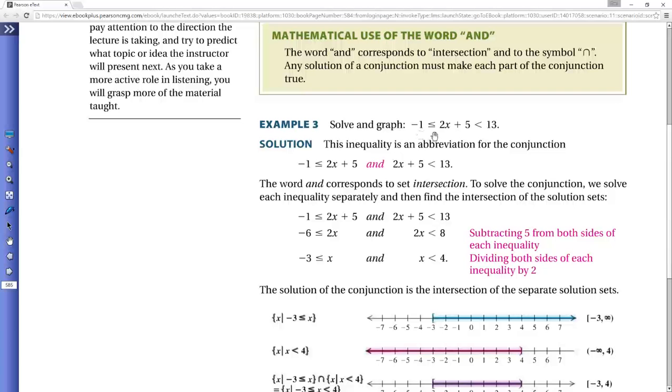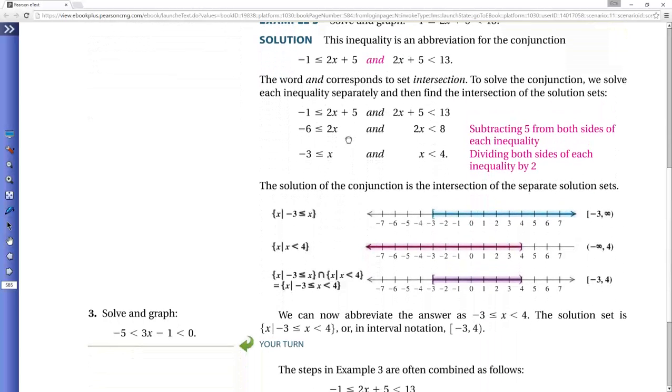Well, we got -1 is less than or equal to 2x plus 5, which is less than 13. Well, this is an AND statement. We can break this into two inequalities and solve each one individually. So I have to use my properties of addition and multiplication, with the one caveat that I have to watch out for any time that I multiply or divide by a negative. That will reverse my inequality, so be careful with that when you're working with these.